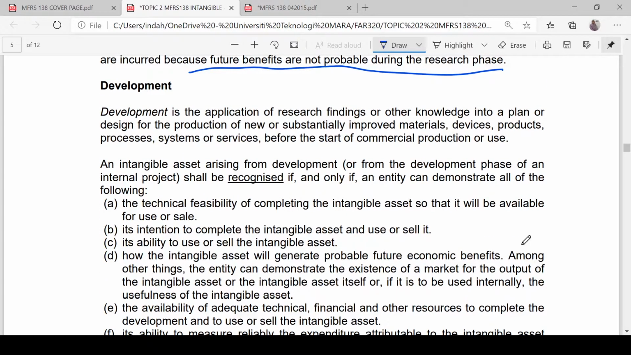Development is the application of research findings. You are no longer searching for new knowledge, or for new materials or a new process, but it is the application of research findings or other knowledge into a plan or design for the production of new or substantially improved material, device, product, process, system, or service before the start of commercialization, before the start of commercial production or use of whatever you have developed.